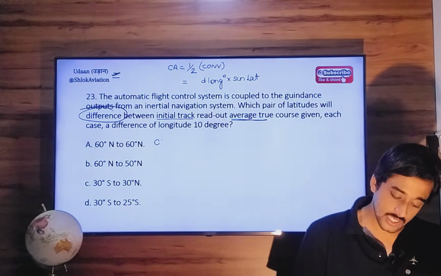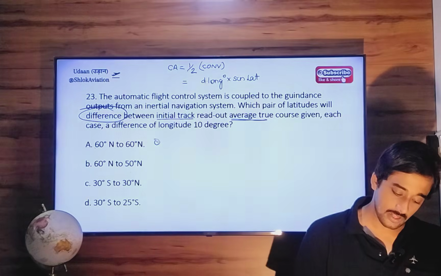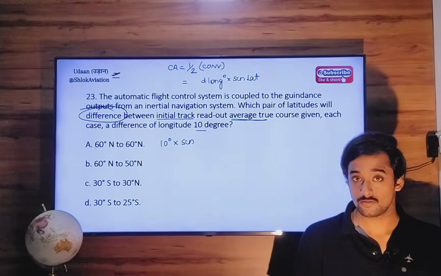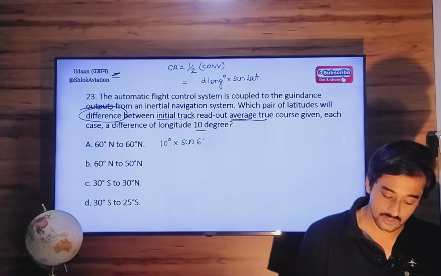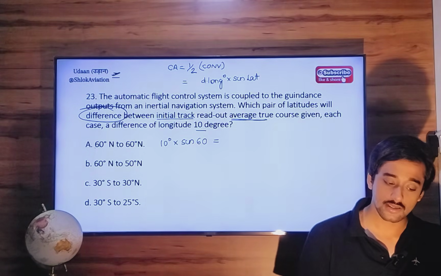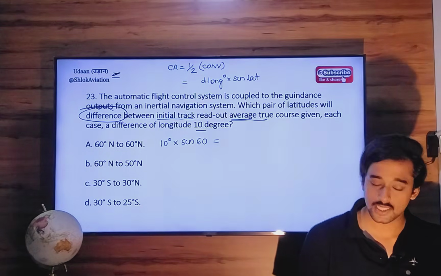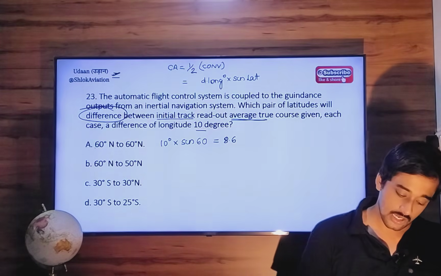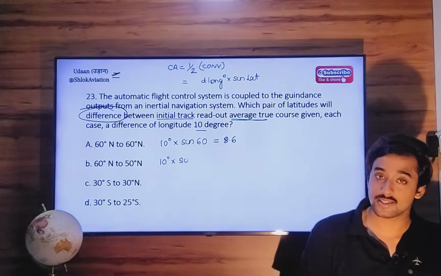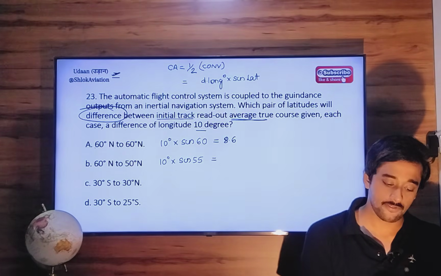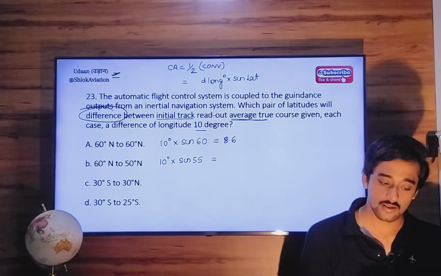So here convergency will be d long, 10 degrees, multiplied by sine latitude, sine 60. So sine 60 into 10 is 8.6. Then 60 north and 50 north. So 10 degrees into sine of mean. The mean of 60 and 50 is 55. So sine 55 into 10 is 8.1.